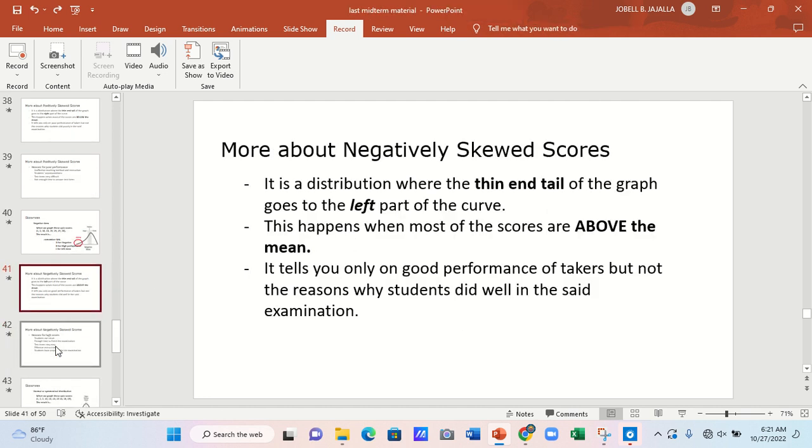Now, more about negatively skewed scores. So it is a distribution where the thin end line of the graph goes to the left part of the curve. This happens when most of the scores are above the mean, and it tells you only on good performance of takers, but not the reasons why students did well in the said examination.